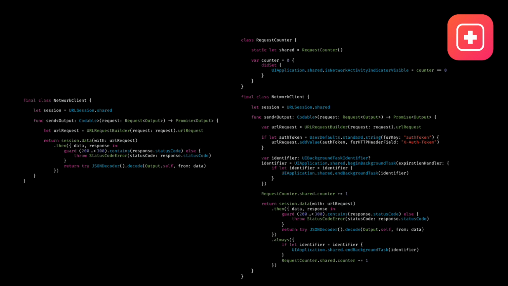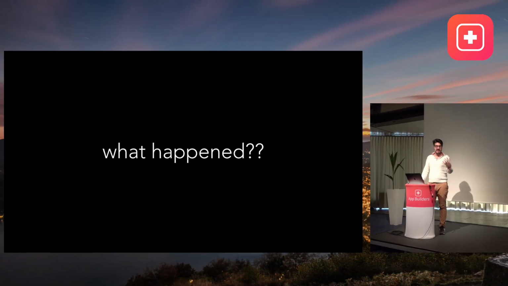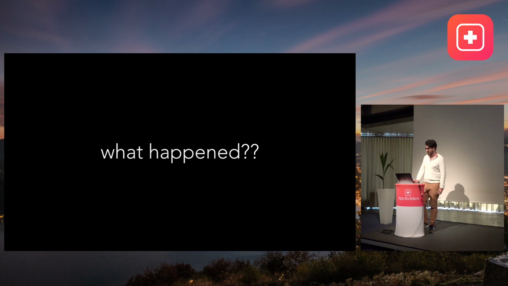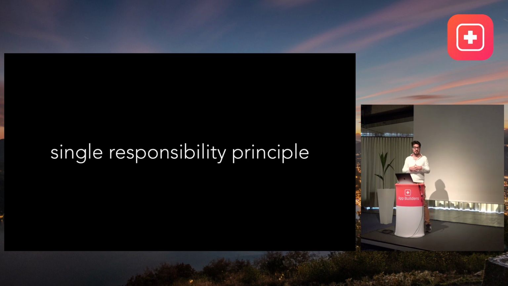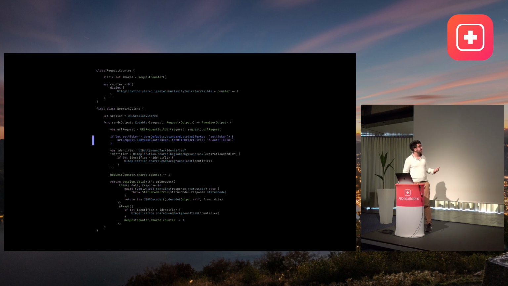And so what happened here? What went wrong with our beautiful class and made it so frustrating to work with? So again, there's a few ways we can look at what went wrong here. One approach is we can look at the single responsibility principle, right? Before we had one tight responsibility, which was send the request, get a result, parse it, done. Now it's a little bit more messy, right? There's this auth token stuff, there's this background task stuff, there's this request counter stuff. So these are all these extra responsibilities that got thrown in here and made the thing much more complicated.